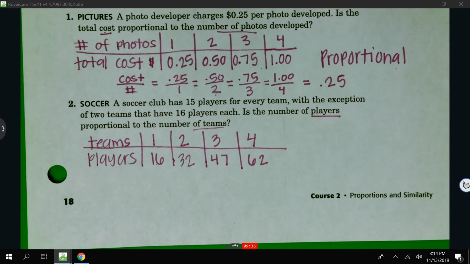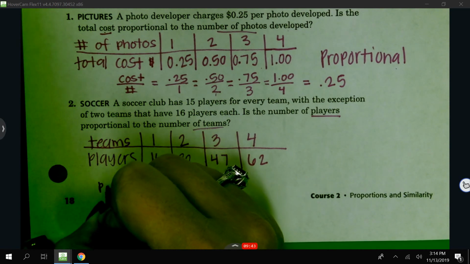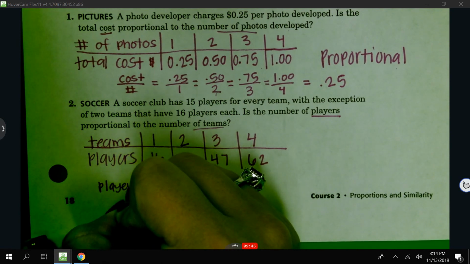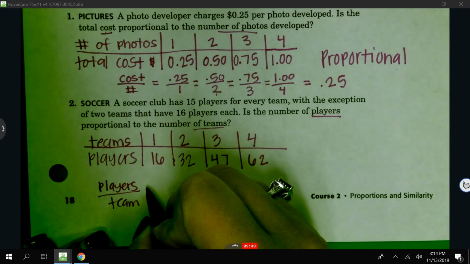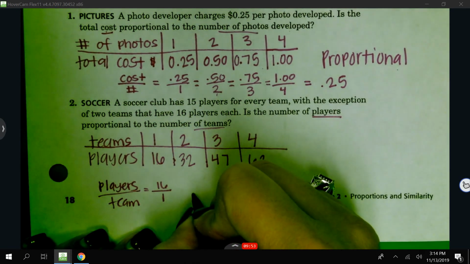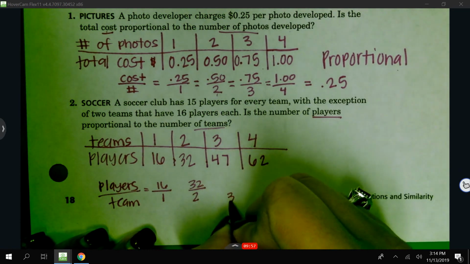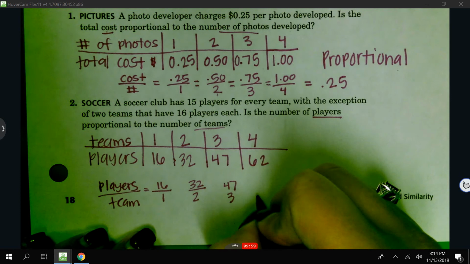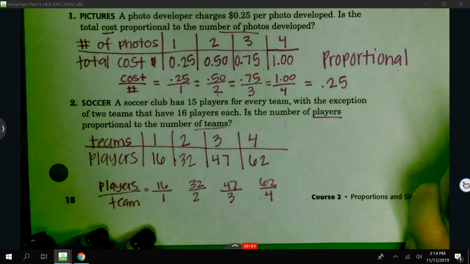So now that I've got my chart, I want to make them into ratios. So I'm going to have players on top, teams on bottom. So for one team, I've got 16 players. 2 teams, I've got 32. 3 teams, I've got 47. And 4 teams, I've got 62 players.